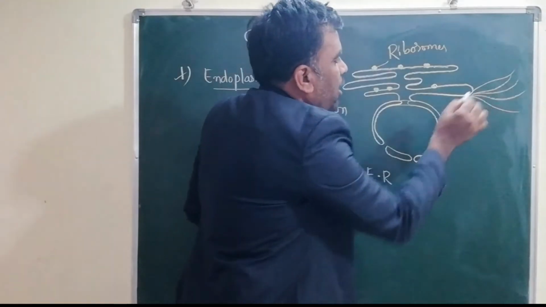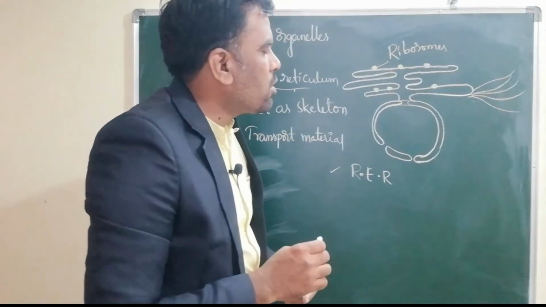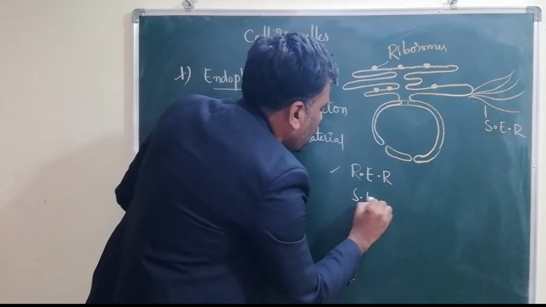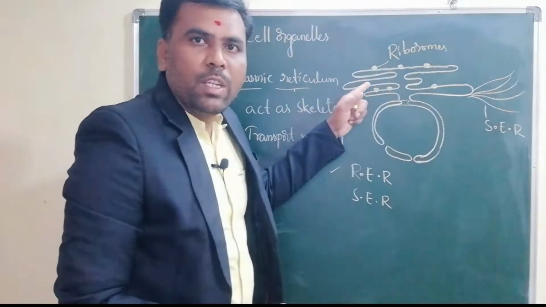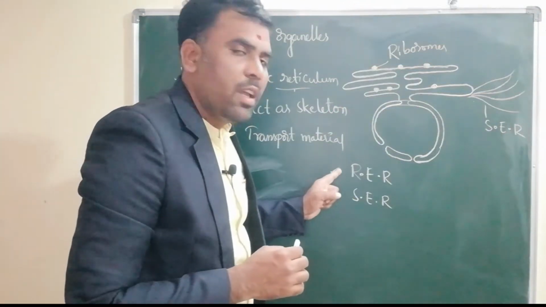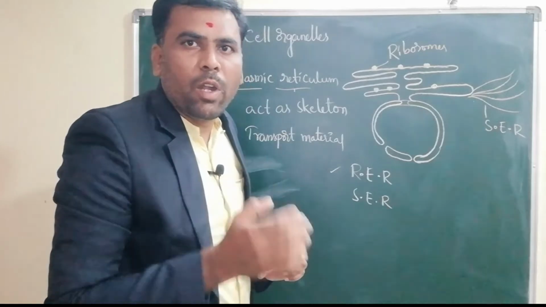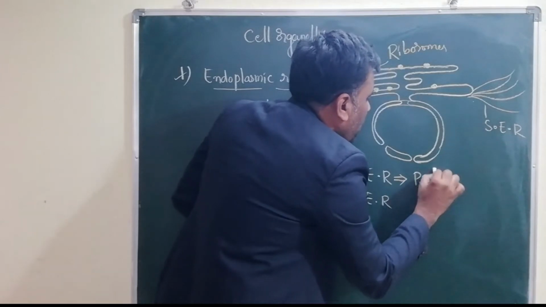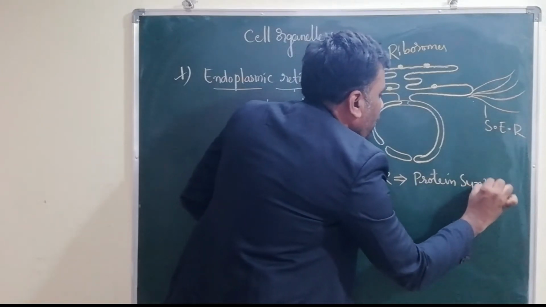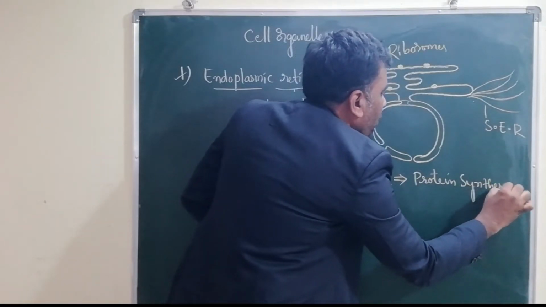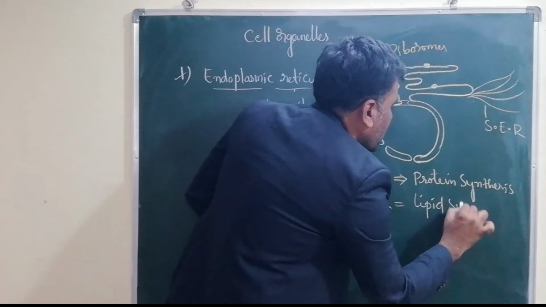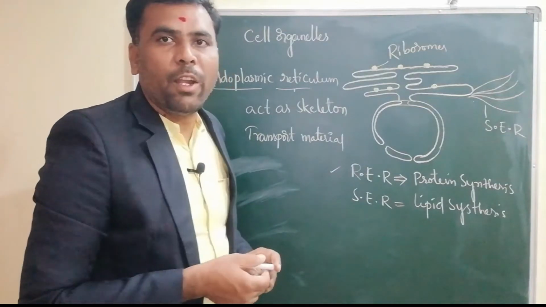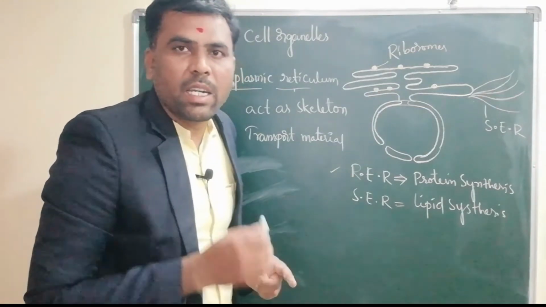RER means rough endoplasmic reticulum. Endoplasmic reticulum that does not have ribosomes is called SER, which stands for smooth endoplasmic reticulum. Rough endoplasmic reticulum is helpful in protein synthesis. Smooth endoplasmic reticulum is helpful in lipid synthesis.